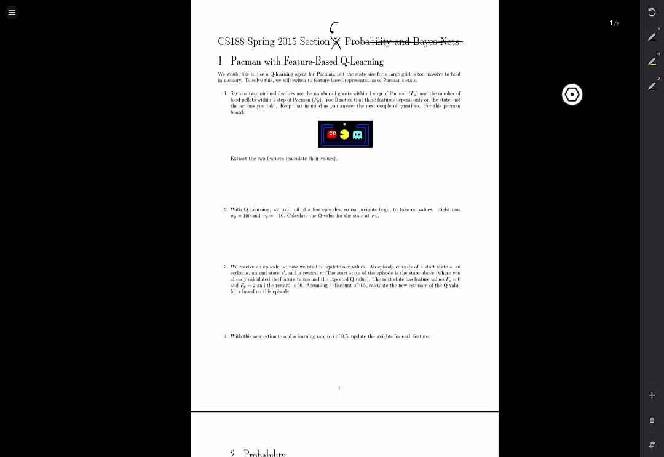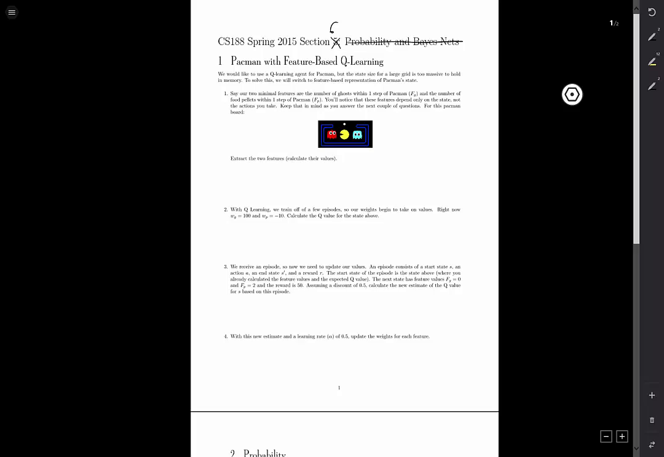Okay, so first we're going to do Pac-Man with feature-based Q-learning. The problem states that we would like to use a Q-learning agent for Pac-Man, but the state size for a large grid is too massive to hold in memory. To solve this, we will switch to a feature-based representation of Pac-Man's state.